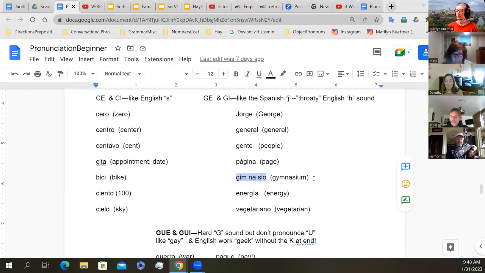It looks like gymnasium, but it is pronounced gimnasio. And I've got them separated just so you can separate the syllables. They all actually run together. Gimnasio. Okay.